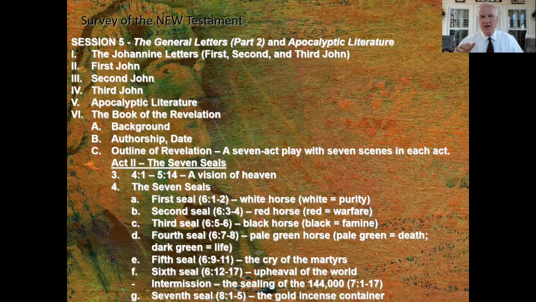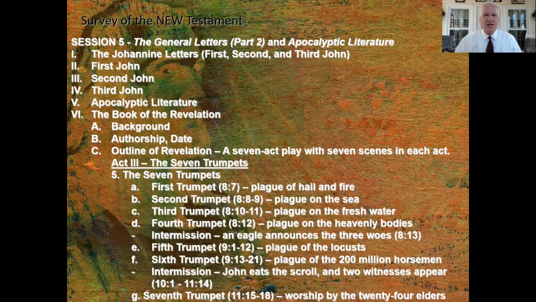and it's the way that section unfolds. So you have the 7 lampstands, then you have the 7 seals. In Act 3, you have the 7 trumpets. The first trumpet, which represents the plague of hail and fire, the second trumpet, plague on the sea, and so forth, all the way through the 7th trumpet, which takes you through chapter 11, verse 18.